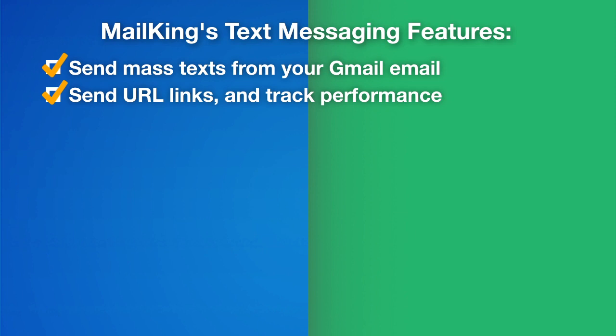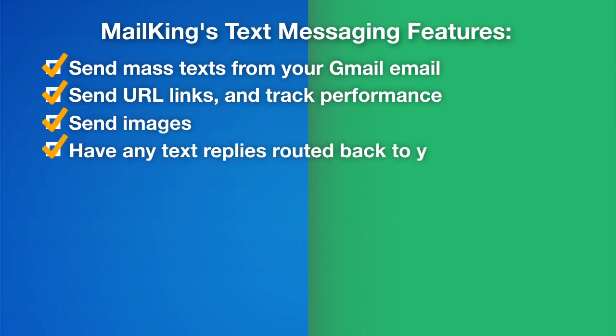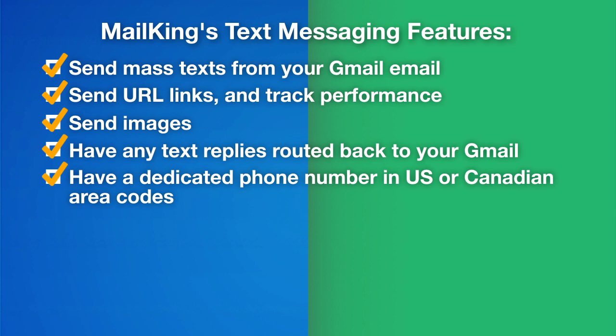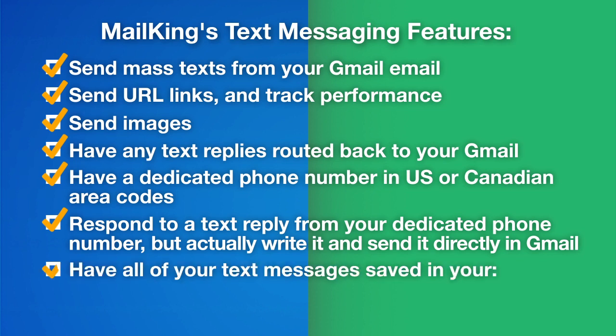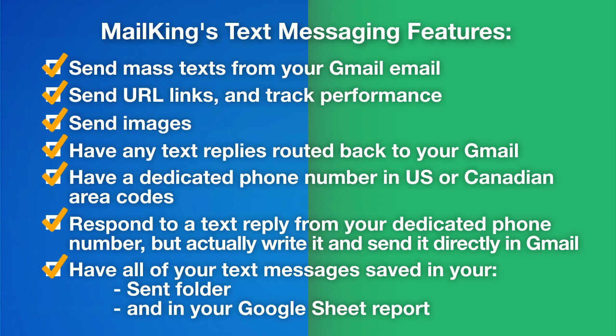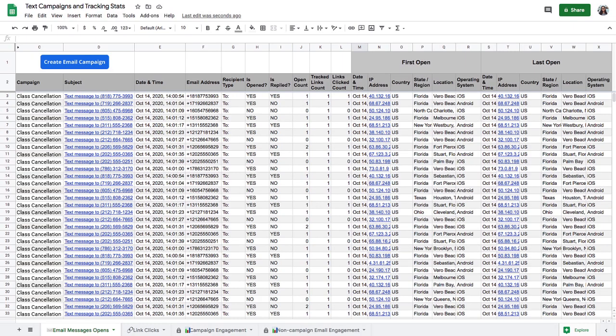track performance, send images, have any text replies routed back to your Gmail, have a dedicated phone number in US or Canadian area codes, respond to a text reply from your dedicated phone number, but actually write it and send it directly in Gmail, and have all of your text messages saved in your Sent folder and in your Google Sheet report. This is an example of what you can expect to see in your Google Sheet tracking report.